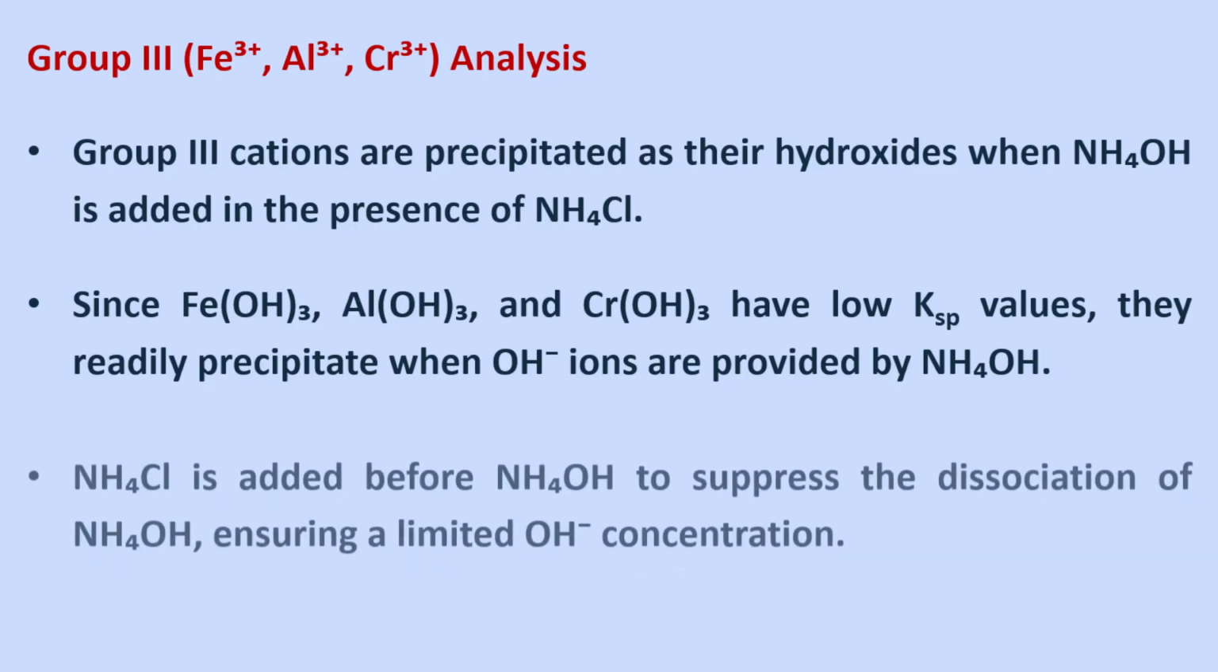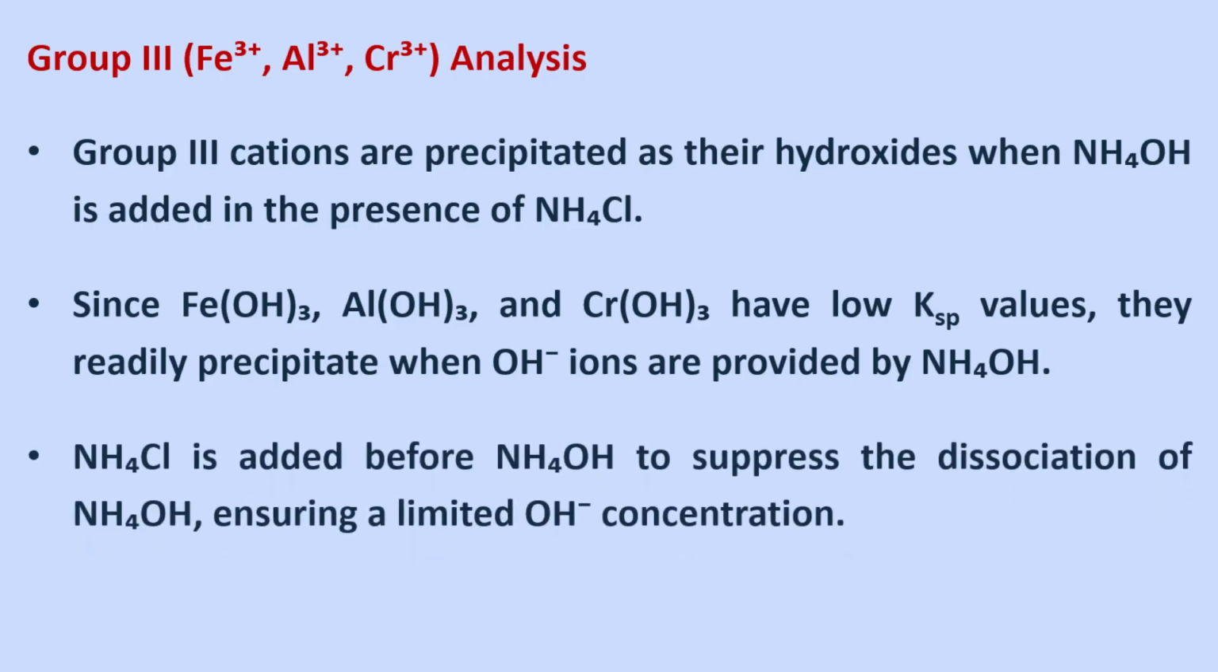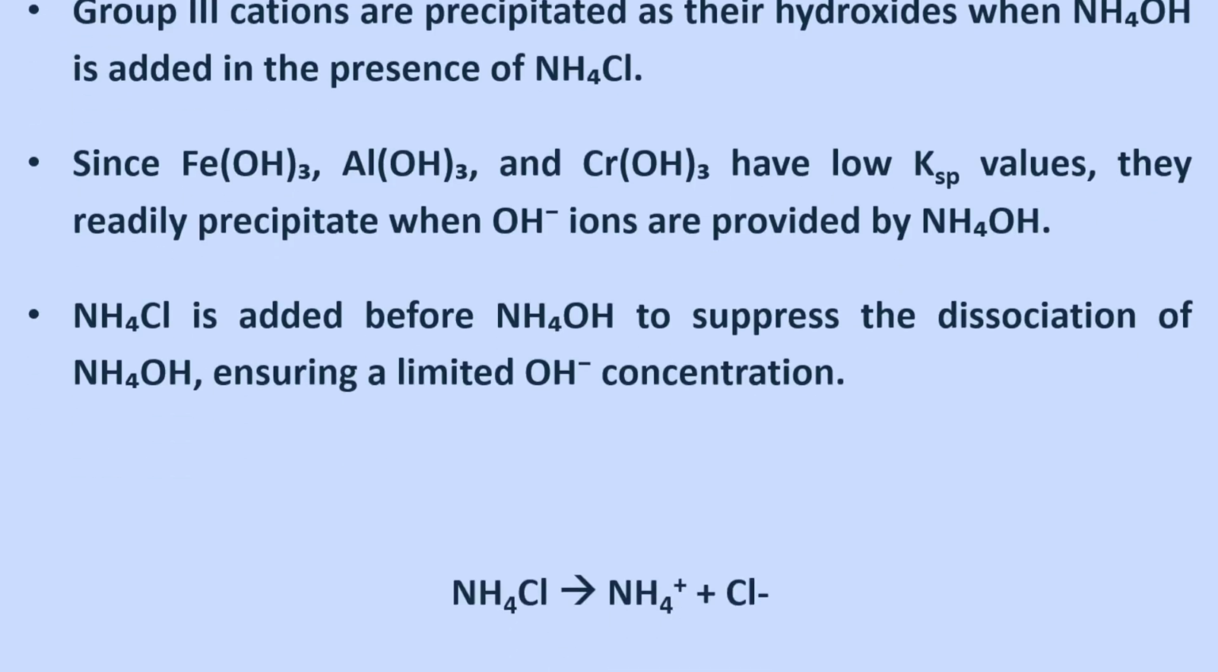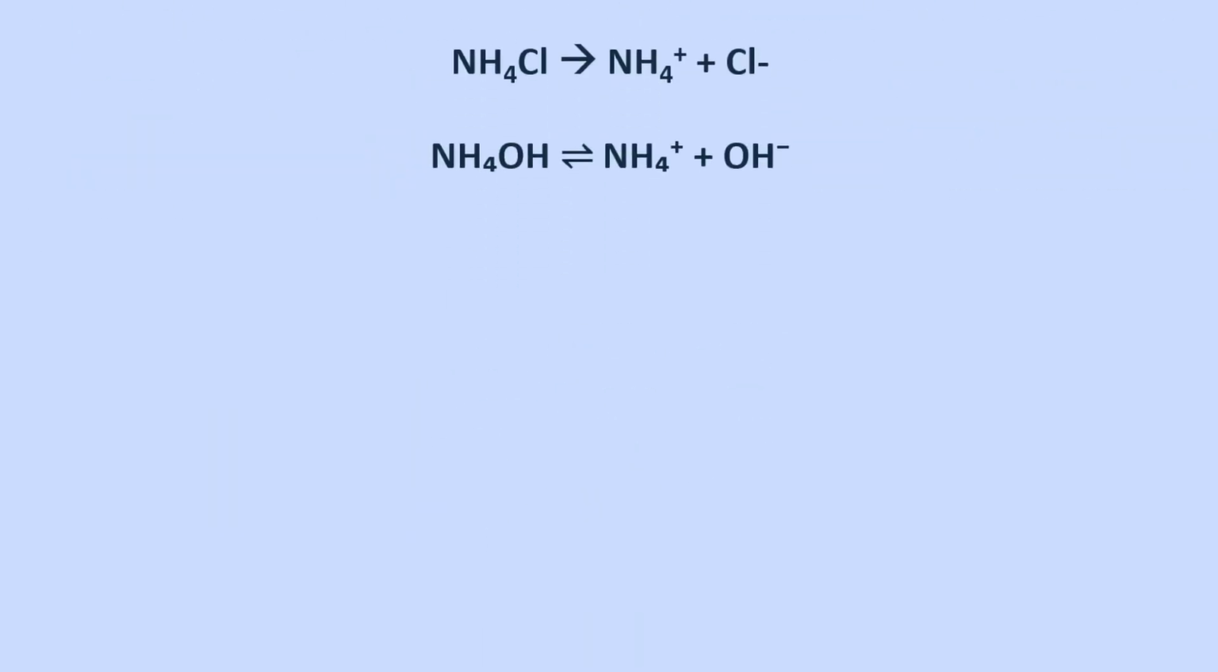But before adding ammonium hydroxide, we always add ammonium chloride. Why? To suppress the dissociation of ammonium hydroxide. This keeps the hydroxide ion concentration limited, avoiding excessive precipitation. Here is how you can see it: ammonium chloride dissociates completely to release ammonium ion and chloride ion, whereas ammonium hydroxide, being a weak base, dissociates to ammonium ion and hydroxide ion.